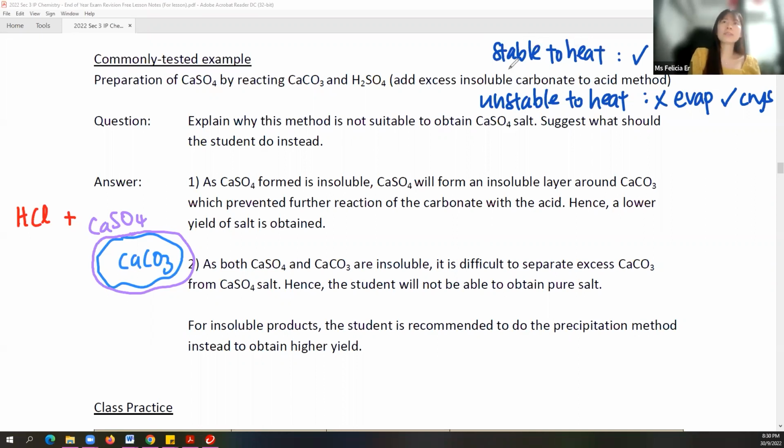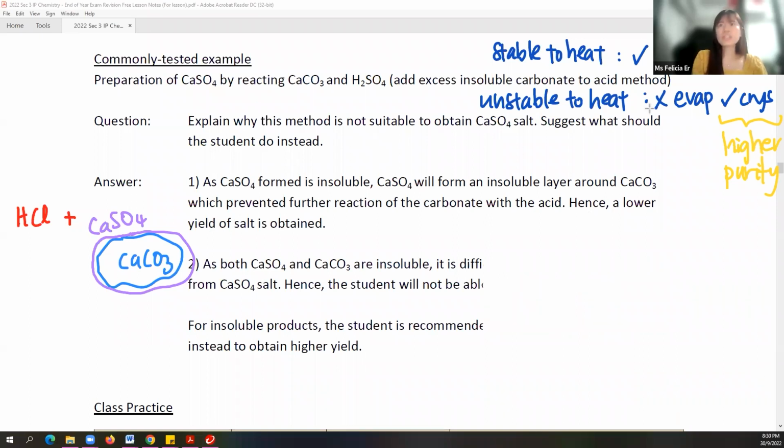But usually we will say stable to heat, you do evaporation, because in a school lab, time is a concern. So we need it to be faster. So we do evaporation to dryness. But actually, out of the two methods, if you've got time, it is recommended to do crystallization, because crystallization is known to give higher purity of the salt formed. It's more pure. That's why for evaporation versus crystallization, each of them has its own pros and cons.